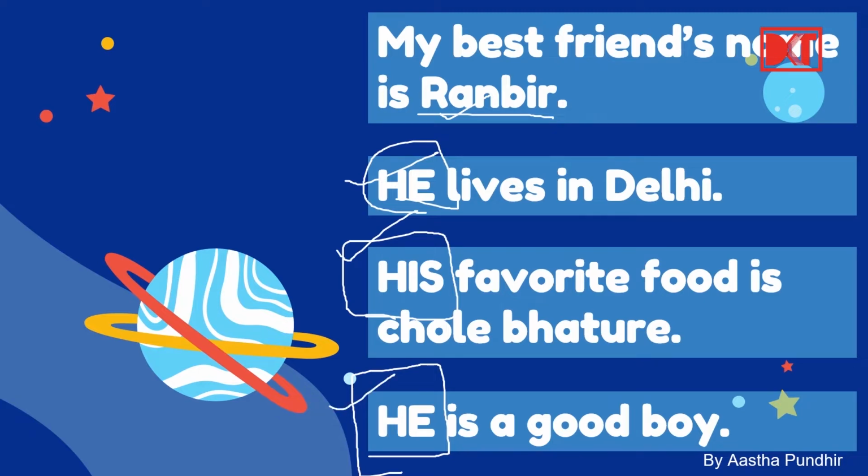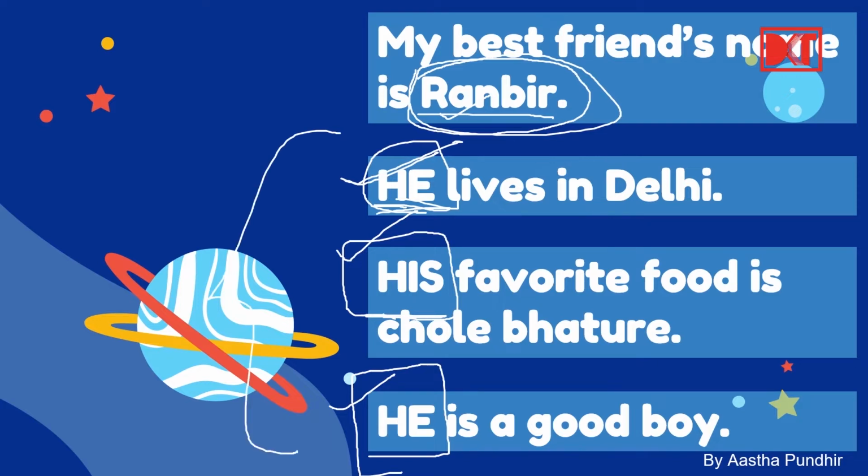But what we have done, we have replaced this noun Ranveer with a pronoun. Pronoun is what? He. Pronoun he lives in Delhi. Pronoun his favorite food is chole bhature. Then another pronoun, he is a good boy. So now you see how the word Ranveer is avoided from being repeated again and again, and how it has made your language easier. So this is the meaning of pronouns, which we will see.